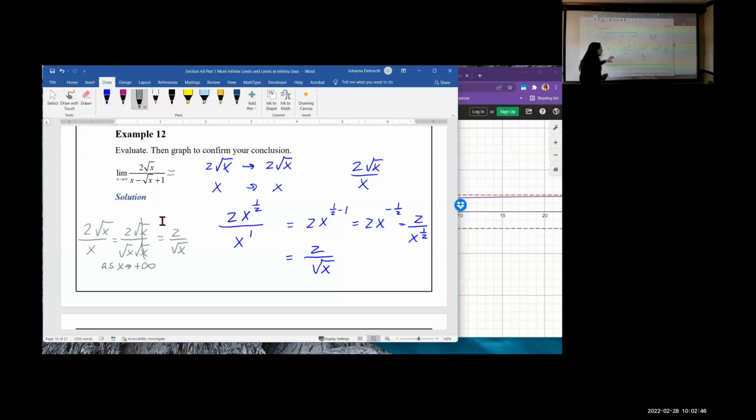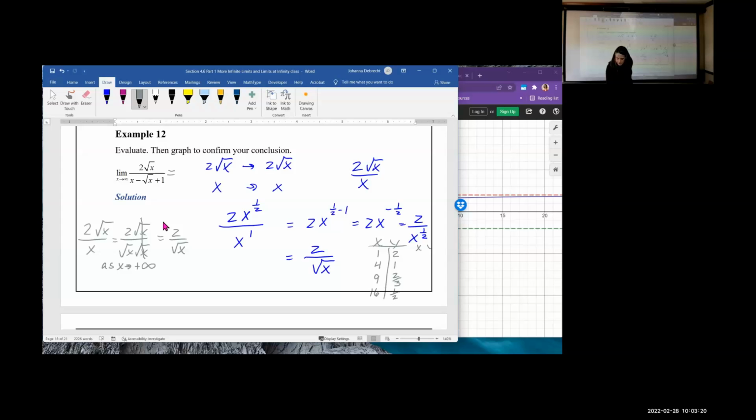So if we look at 2 over the square root of x, when x is 1, we get 2. So I'm going to make a table of values. When x is 1, I get 2. My next perfect square is 4. So I have 2 over 2, which becomes 1. My next perfect square is 9. So the square root of 9 is 3, so I get 2/3. My next perfect square is 16. So I get 2 over 4, which is 1/2.